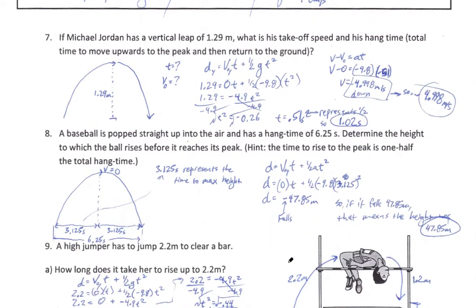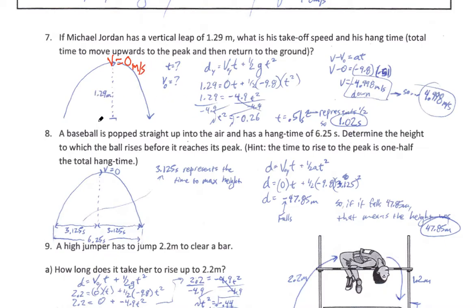All right, number 7. If Michael Jordan had a vertical leap of 1.29 meters, what's his takeoff speed? What's his hang time? Again, we're going to have to be dealing with something where he's going up and then coming back down. We know the height of the jump that he did. We also know, even though the problem doesn't tell us, the velocity at this point, again, because at the maximum height, we're always going to have a velocity of 0 meters per second.